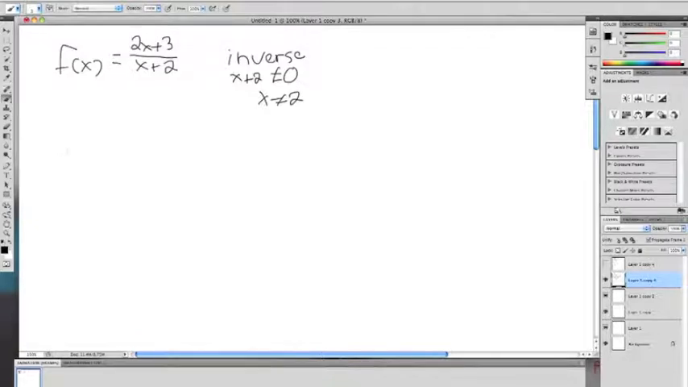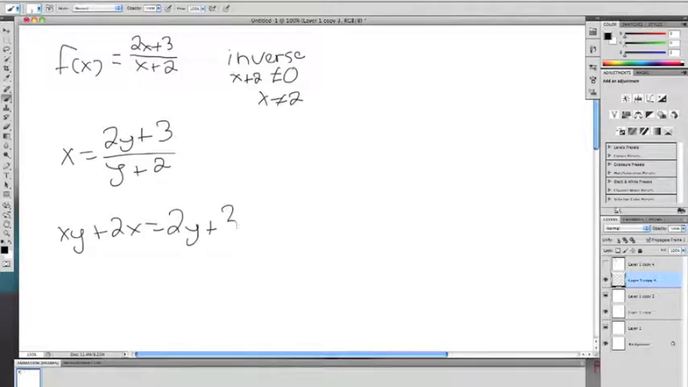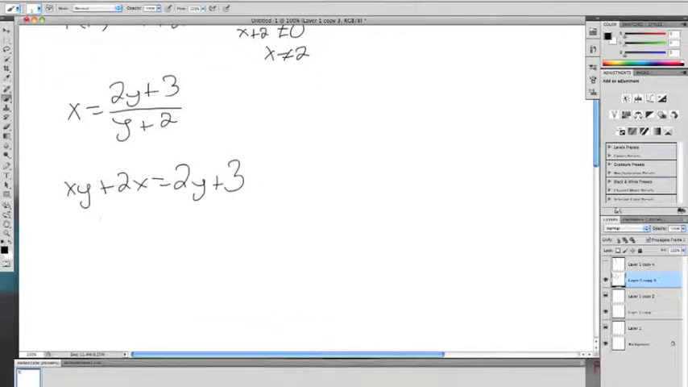So, to change, it'll just be x equals (2y + 3)/(y + 2). Now just multiply it by y + 2 on both sides. Alright, now what I do is I just group the y's on the left side and move the x to the right. So you get xy − 2y equals, you get 2x + 3.